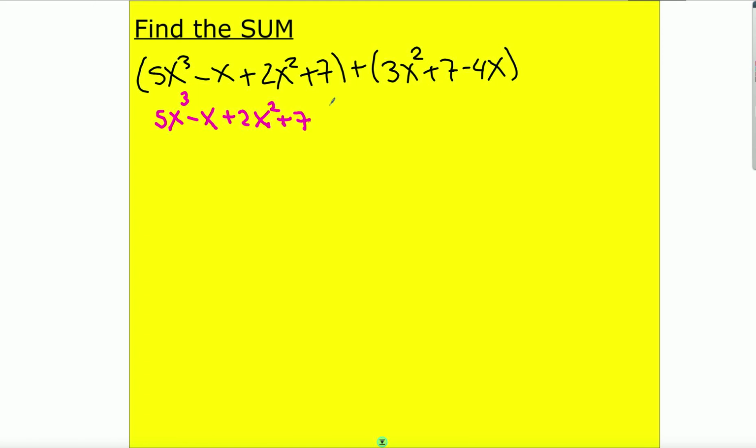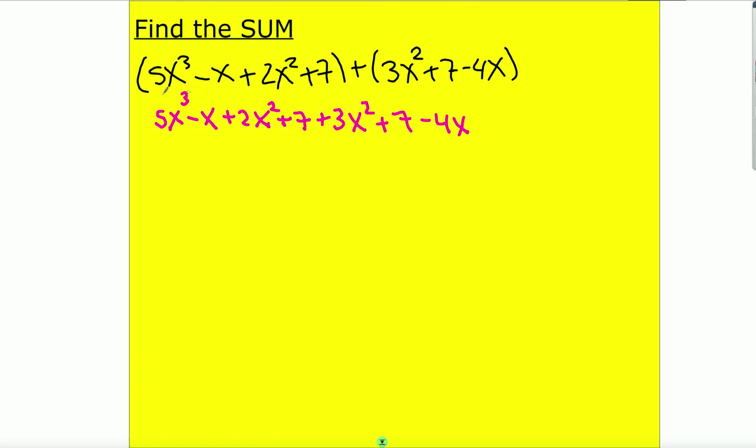And again, on the second polynomial, there's nothing here to distribute. This is a plus sign. And so this polynomial is not going to change. So this is going to be plus 3x squared plus 7 minus 4x. And now this becomes exactly like the combining like terms problems that we've already done.